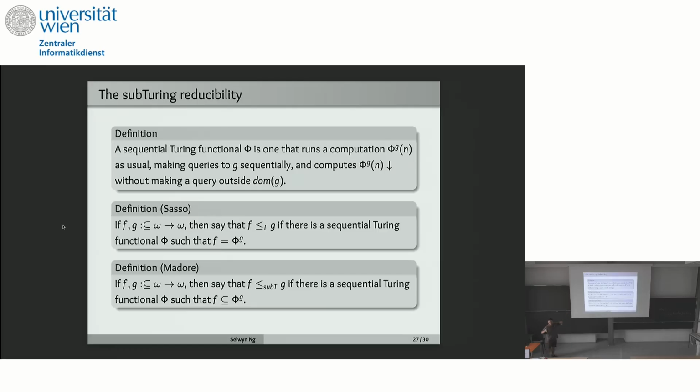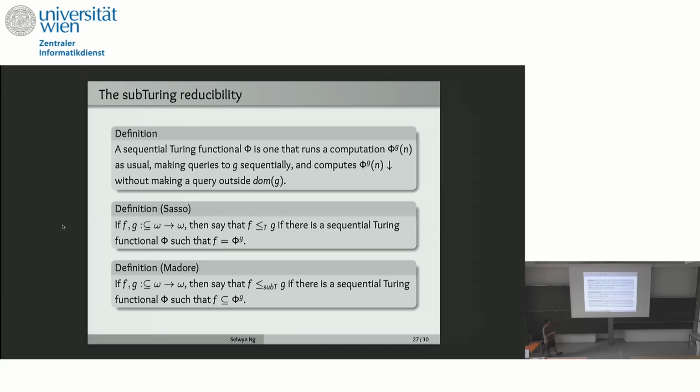Of course, now there are two ways in which such a computation can diverge. Maybe it does everything properly, but it just runs forever, or it makes finitely many queries and the last one is a bad cell. So now there are two possible divergences. There is a slight modification to this model, which we call sub-Turing reduction: F is sub-Turing reducible to G if there is a sequential Turing functional such that F is a subset of Phi of G. In other words, your machine is allowed to converge on more bits than F, as compared to being equal. This was Sasso's model.